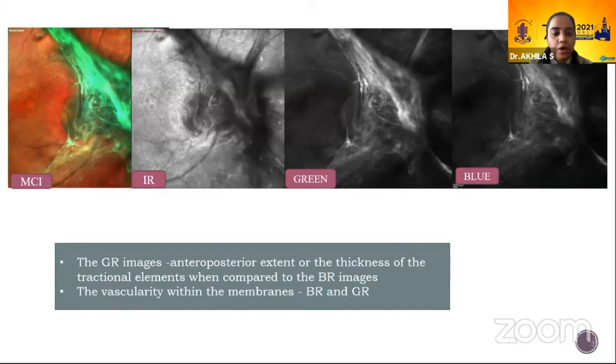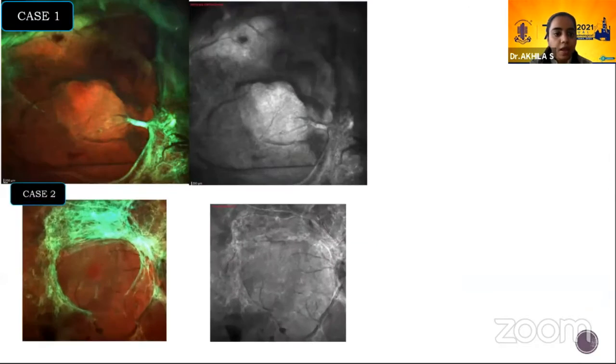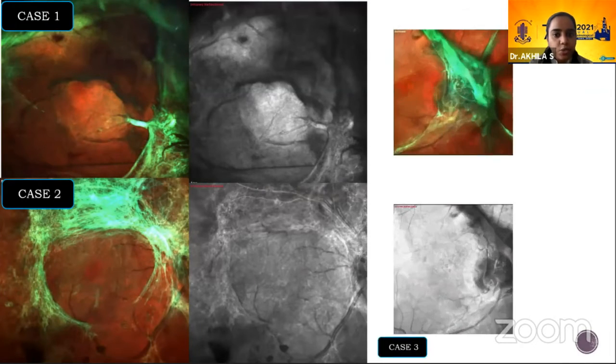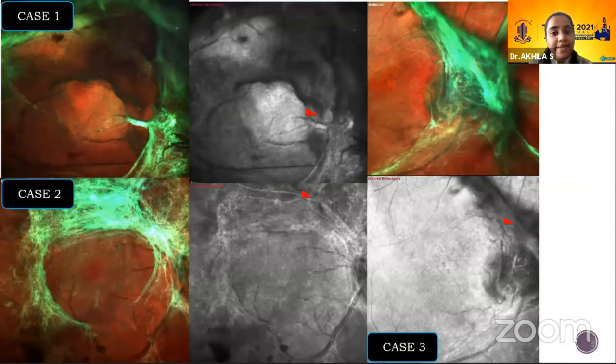The green images also show the anterior-posterior extent of the membrane, the thickness of the retinal elements, and the vascularity within the membrane, and it is similar when compared to blue reflectance. Looking at the infrared reflectance, what we found was that it gives us the detail of the tractional component. Though the preretinal membranes are not appreciated on infrared image, the membrane appears as a dark shadow, and it gives us the detail of the tractional component and also the underlying retinal vascularity to which it is attached, so that we can plan our surgery better.